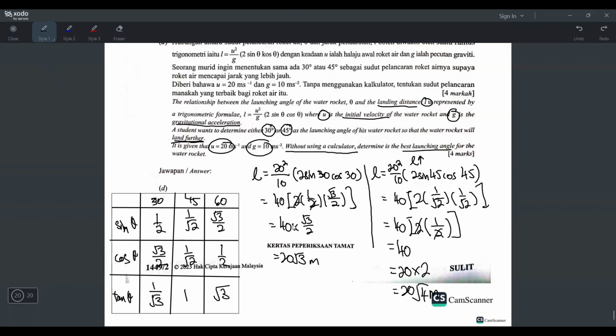20 square root 4, right? Yeah, 20 square root 4. Because if you tekan 20 times square root 3, your calculator will give you in decimal 34 point something. But this one is 40 meter. So it's clear lah. And also 20 square root 4 automatic is bigger than 20 square root 3. So I can jawab the soalan here. 45 degree is the best launching angle. Okay, so 45 degree is the best because it lands further lah. So 45 is the best launching angle. Okay, so that is the answer.